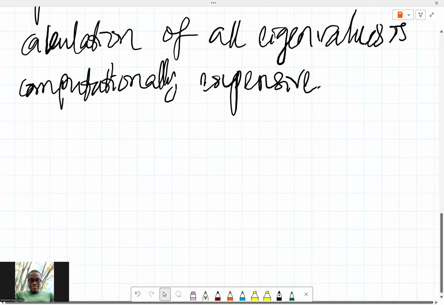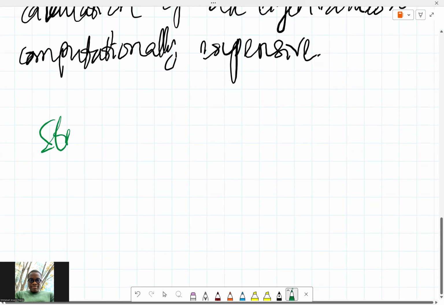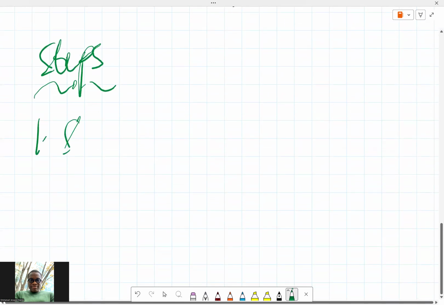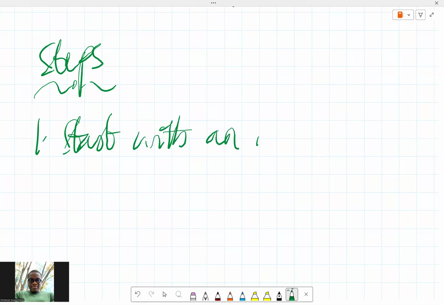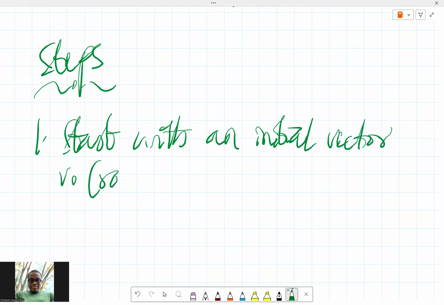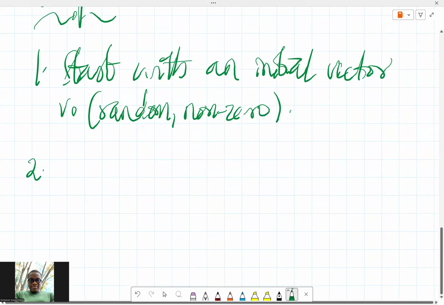So let's look at the steps required in this process. The first thing is you start with an initial vector V naught, which is actually random but non-zero. So anyone you choose is fine, but make sure it's non-zero. It can be 1, 1, it can be 1, 0, it can be anything apart from 0, 0.